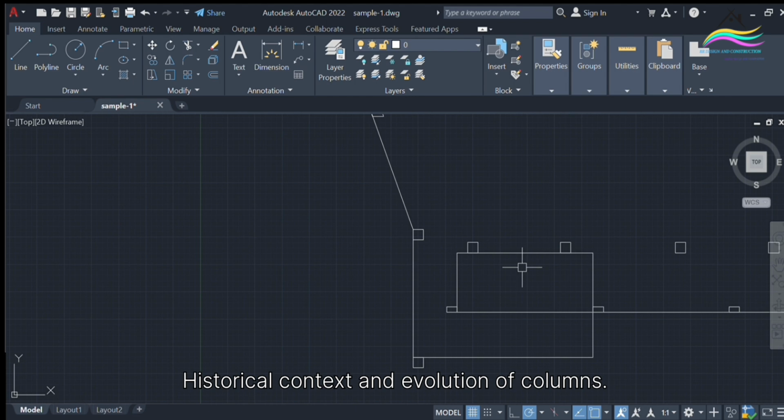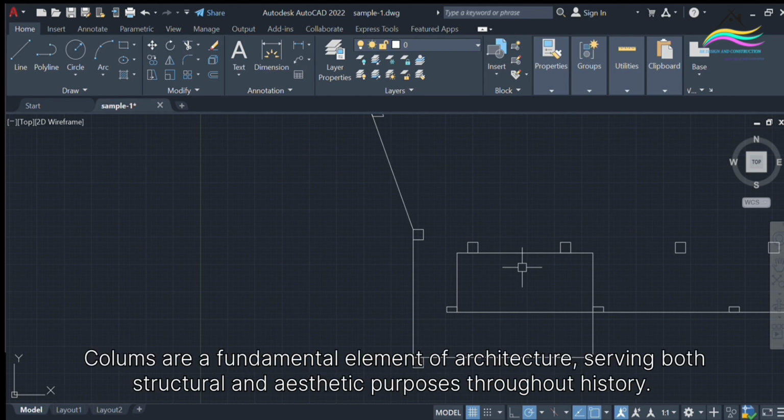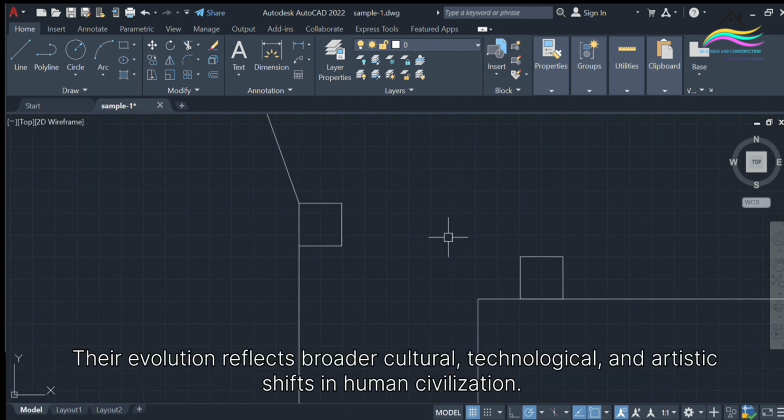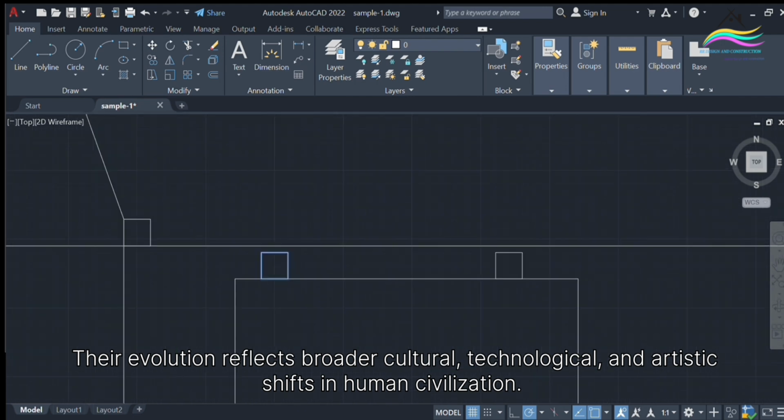Historical context and evolution of columns. Columns are a fundamental element of architecture, serving both structural and aesthetic purposes throughout history. Their evolution reflects broader cultural, technological, and artistic shifts in human civilization.